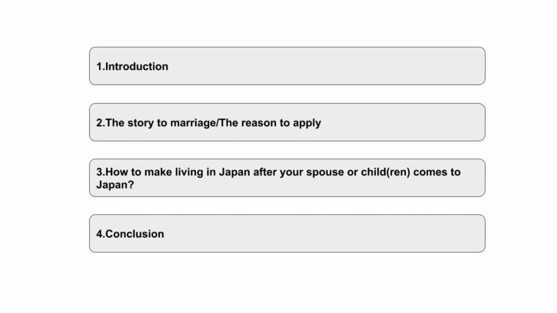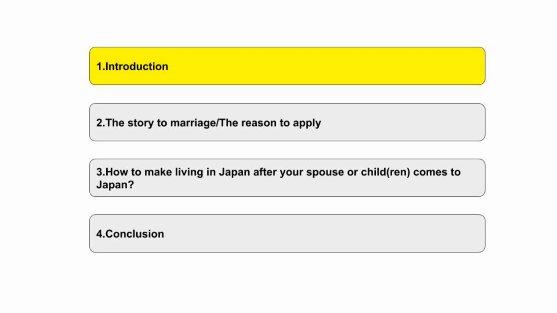This must be written from the bottom of your heart. Here, I will tell you about the contents you should write. This is very simple. It consists of 4 parts. Number 1, introduction. Number 2, the story to marriage, the reason to apply. Number 3, how to make living in Japan after your spouse or child comes to Japan. And number 4, conclusion. Let's check it one by one.